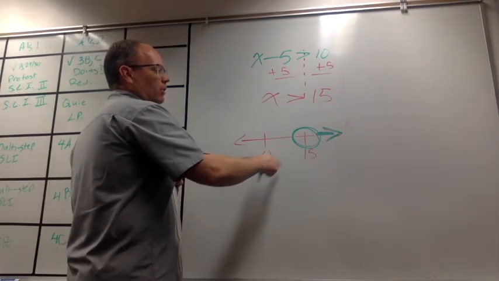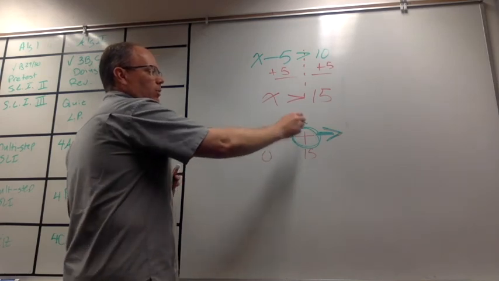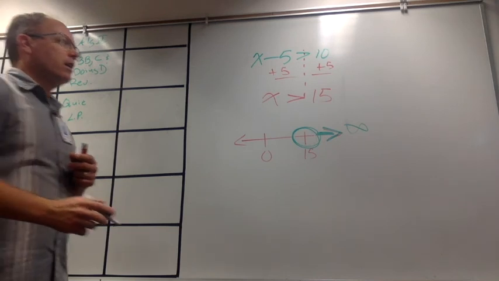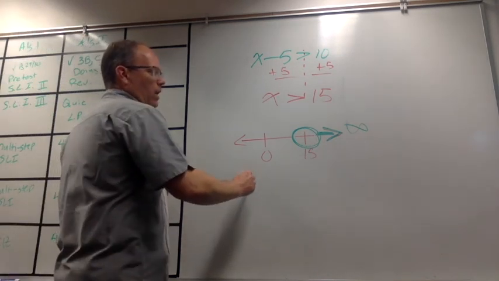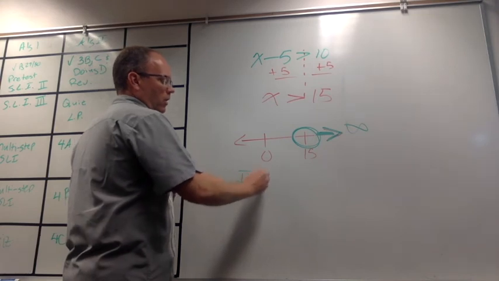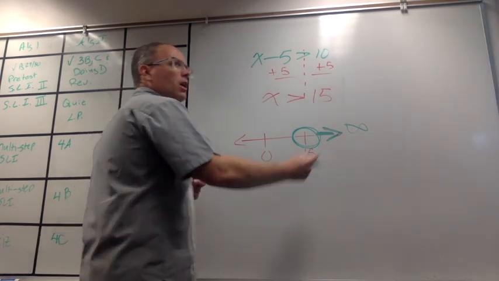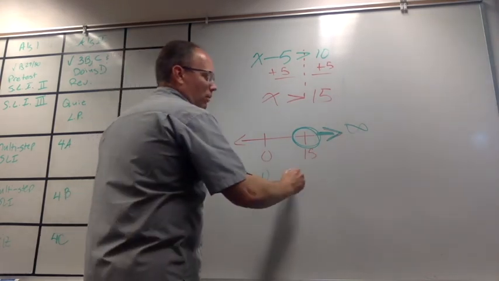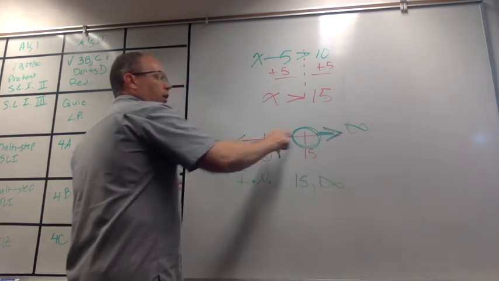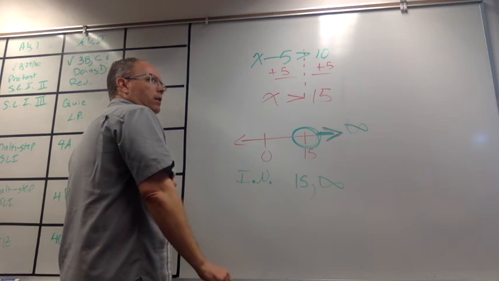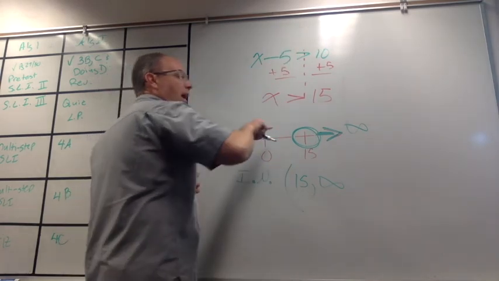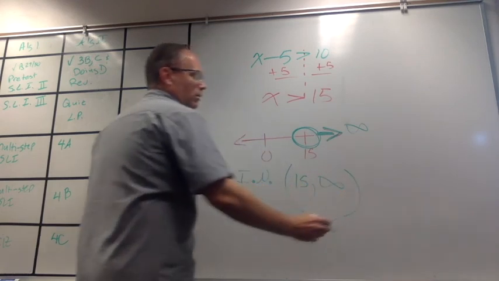So I have this. This is pointing to, that is going to infinity. Okay? So when I talk about interval notation, which I'll call IN, you read it from left to right. So I'm going from 15 to infinity. Do I include the 15? Is there an equal sign? So no. So it's a rounded bracket. I can never get to infinity, so it's a rounded bracket that way.